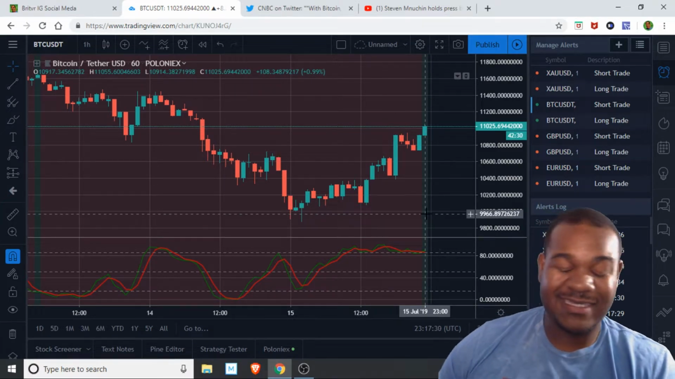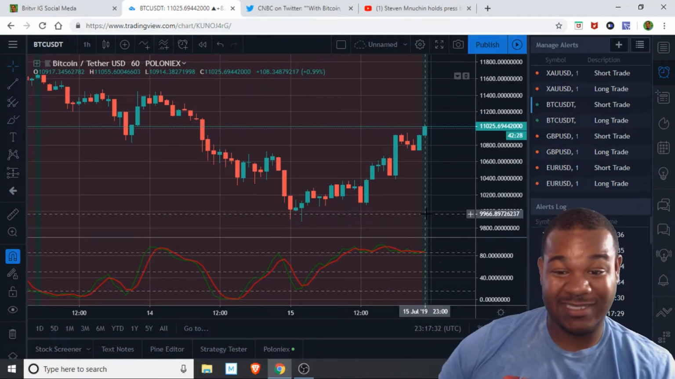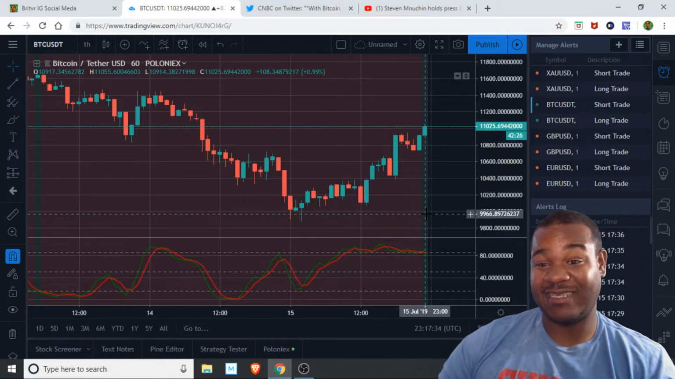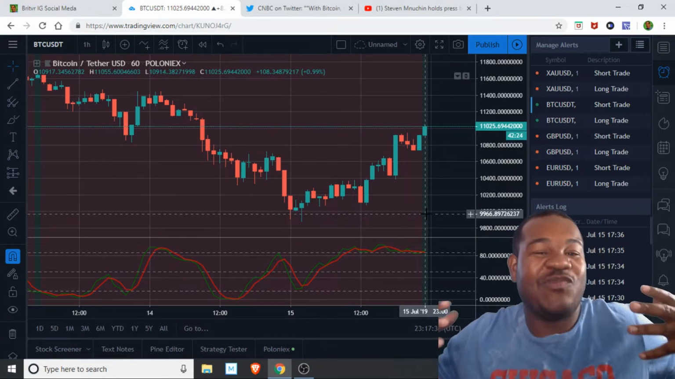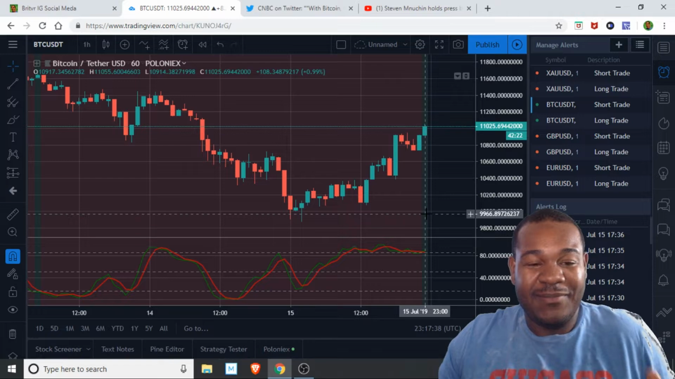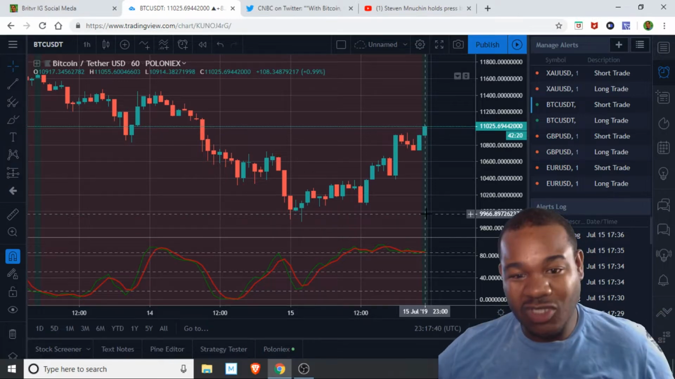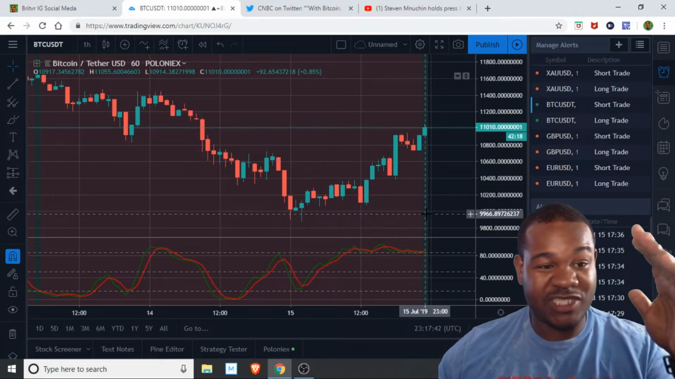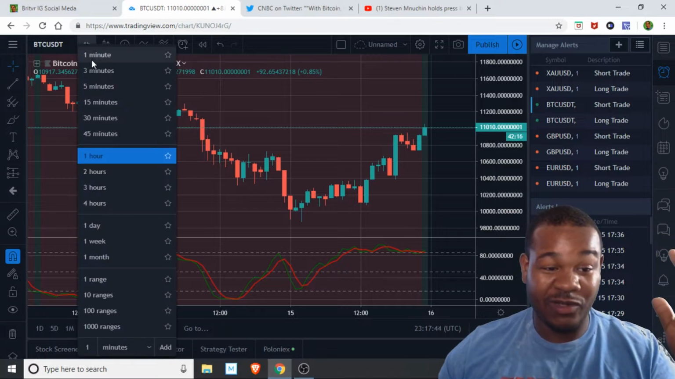This is a great tool. I use this to trade. It is fantastic. I made a couple of trades. I just got this indicator, but I made multiple trades and it's fantastic. So let me explain how this works real quick.